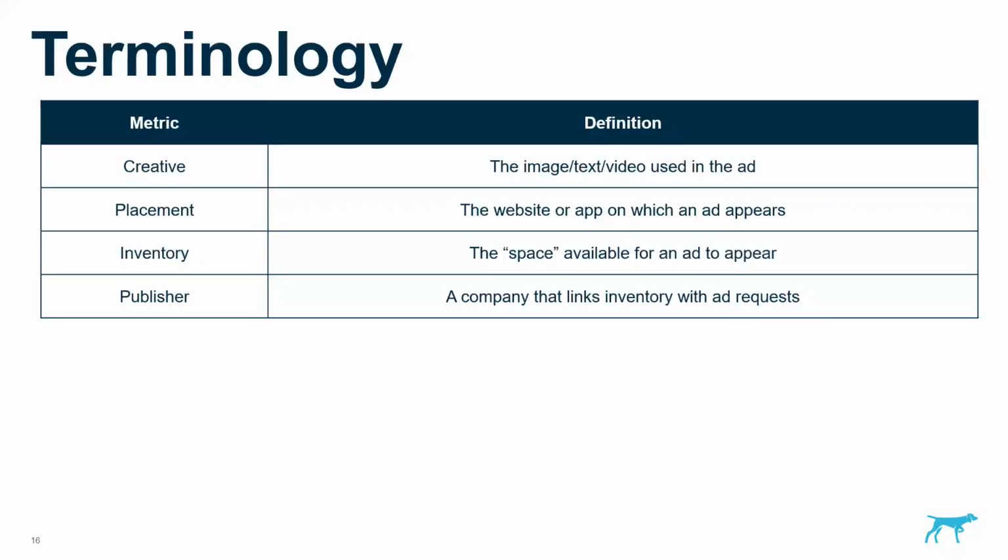A placement is the website or app in which an ad appears, so the environment, the specific page or app. Inventory, this one's a bit of a funny one to define. I think sometimes you can see when a page is loaded, there's maybe a few blank squares or rectangles around, and then all of a sudden an ad will appear in it. That space is the inventory.